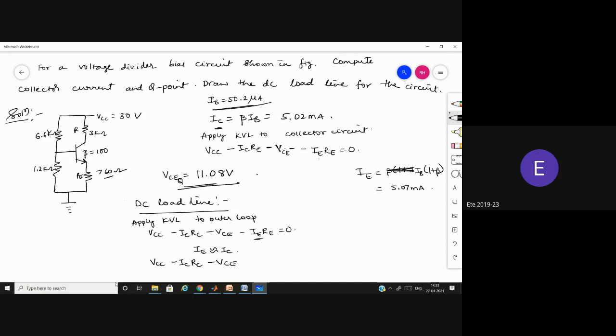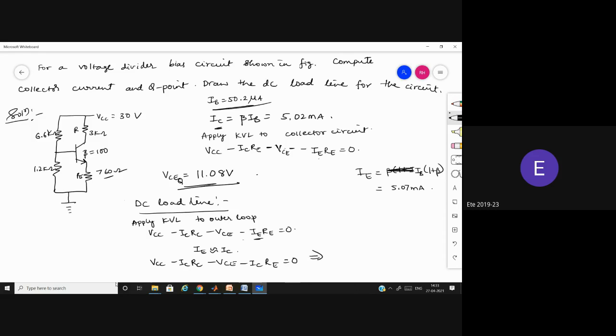Approximation cannot be done in the quiescent point analysis. Approximation can be done in the DC load line. Don't get confused. We are doing accurate analysis there, and we are approximating only in the DC load line. That can be done. Now, this will be VCC minus IC RC minus VCE minus IC RE is equal to 0.